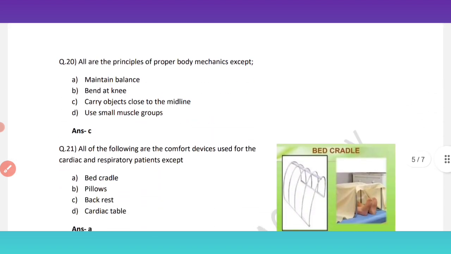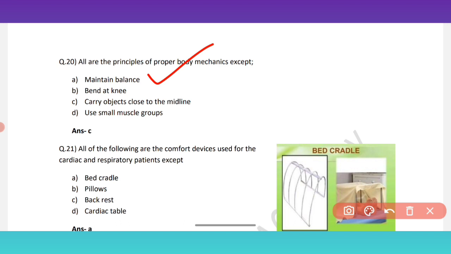Next question is, all are the principles of proper body mechanics except? We have to maintain balance, yes. Bended knee, yes. Obviously, you should not bend the hip. If you are bending the hip or the back, you are giving more stress to the back. So we should not use the back. Instead, we have to use the knee for bending. And use small muscle groups, obviously. And which is the wrong answer here? Carry object close to the midline is the wrong one. So answer C is the right one.